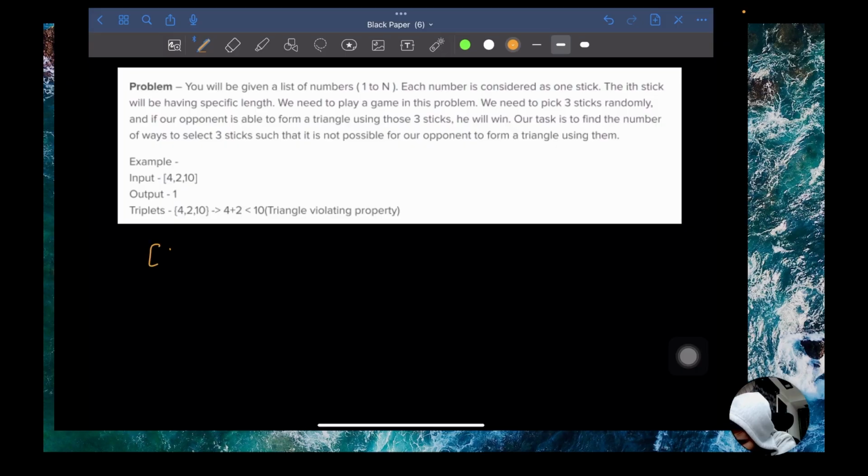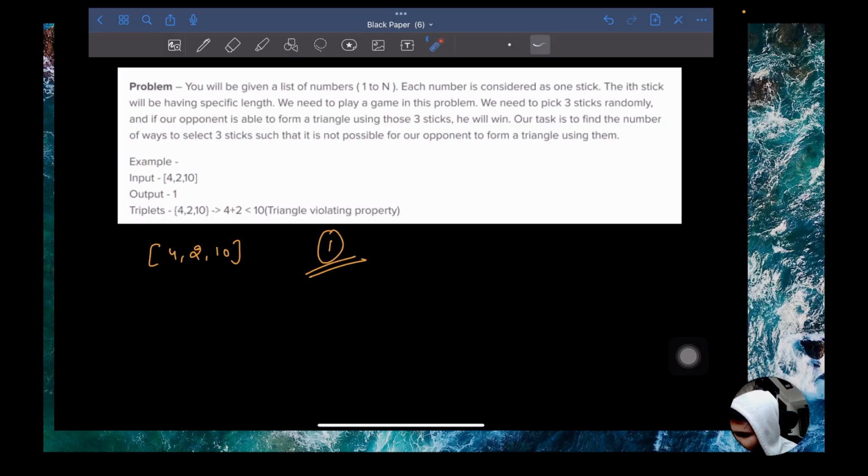If you carefully see this test case of 4, 2, 10, then there is one way in which, if we pick the sticks, we won't be able to form a triangle. That is this given way only. Using these 3 sticks, if you only have 3 sticks and these are the given 3 sticks, you won't ever be able to form a triangle, right?